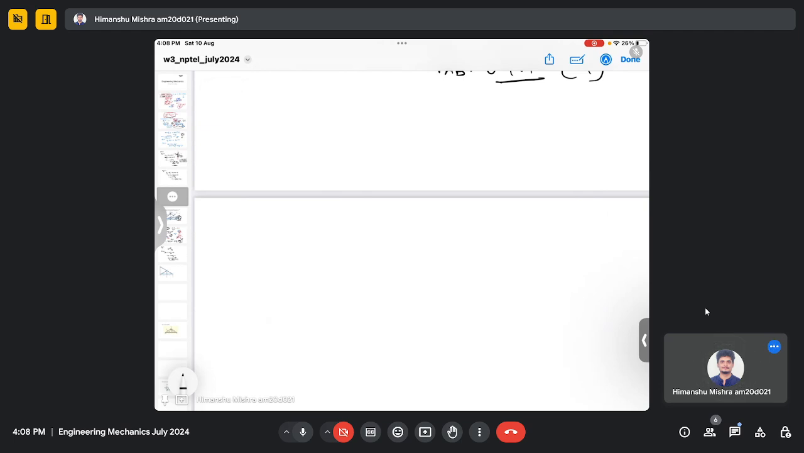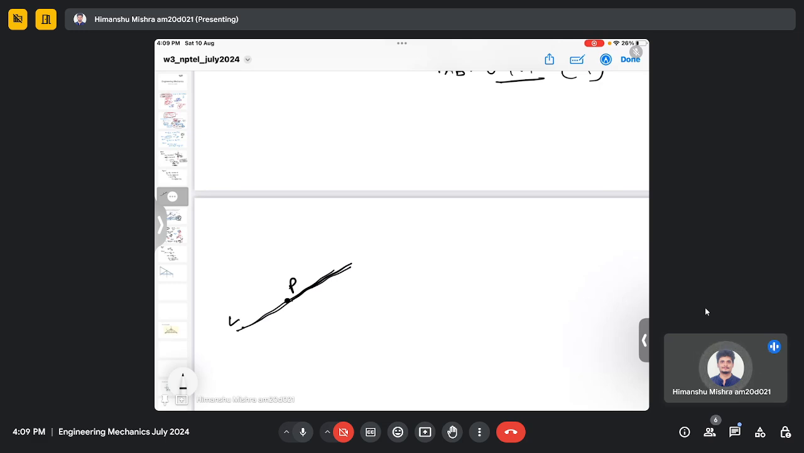So for that, let's consider a system. Let's say this is point P, and it exists on some line. This is line L, and let's say I want to find the moment at this point P, and the moment is this.